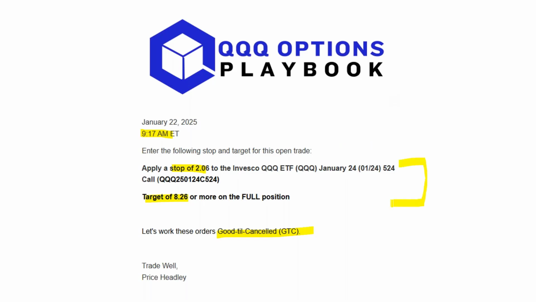Now, if your schedule does not allow you to monitor the markets all day long, no worries. You can use what's called an OCO order. Now, please hear me. You do not have to use an OCO order to be a subscriber. But if you're working a full-time job, maybe you're retired, volunteering, watching the grandkids, playing pickleball, whatever the case may be, OCOs can be very beneficial.